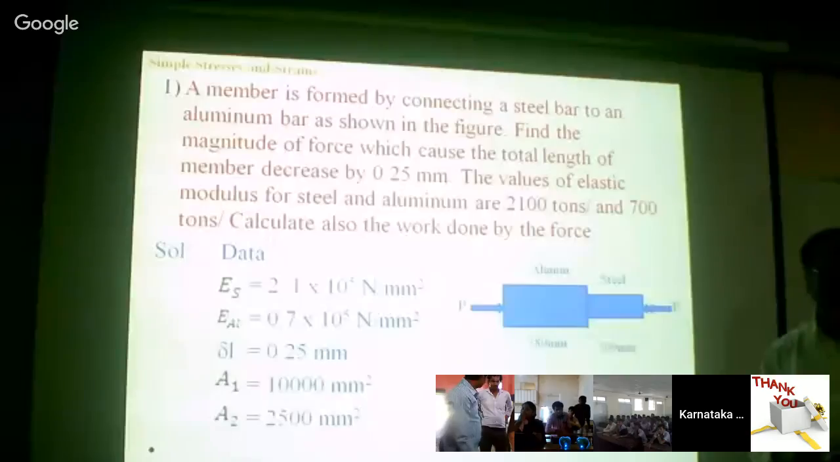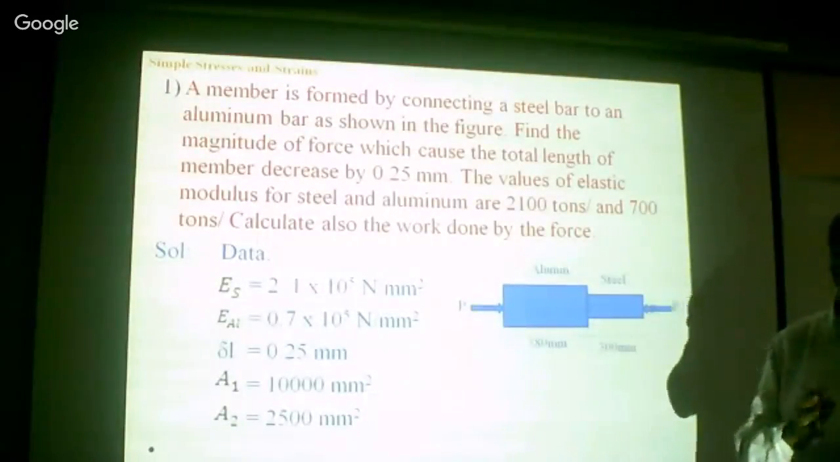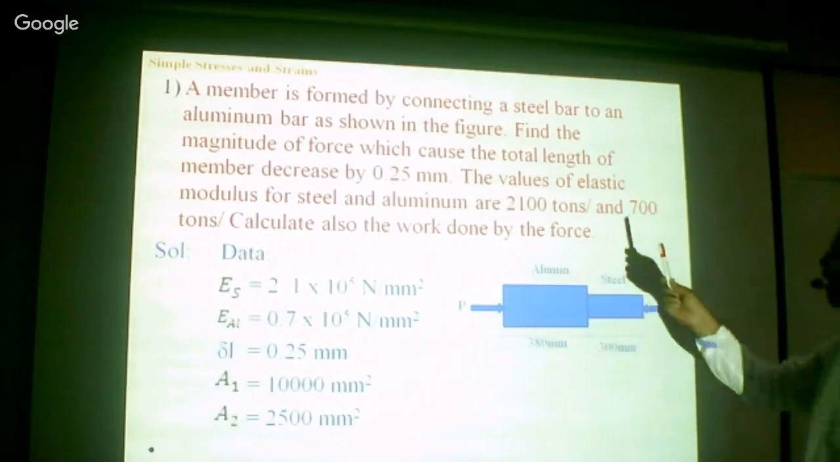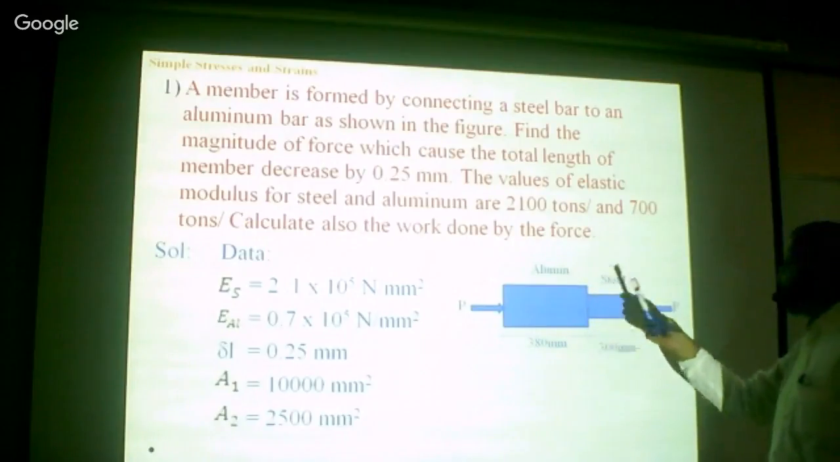Now again I request our students to read the problem very carefully. Unless you read the problem very carefully, and without understanding the problem, it is very difficult to solve it. First read. Now, in this problem, there is a figure, a diagram is given.